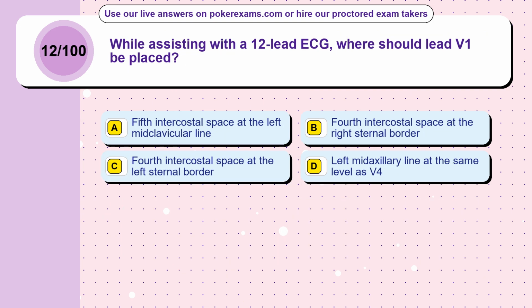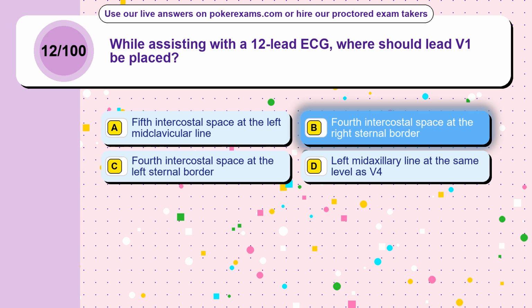Question 12. While assisting with a 12-lead ECG, where should lead V1 be placed? Option A. 5th intercostal space at the left midclavicular line. Option B. 4th intercostal space at the right sternal border. Option C. 4th intercostal space at the left sternal border. Option D. Left midaxillary line at the same level as V4.